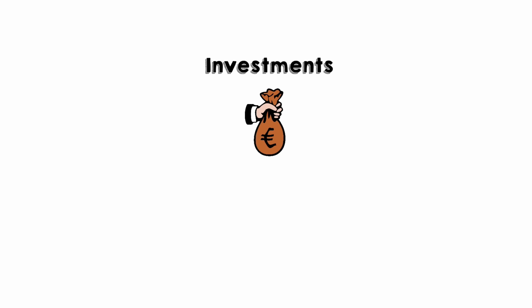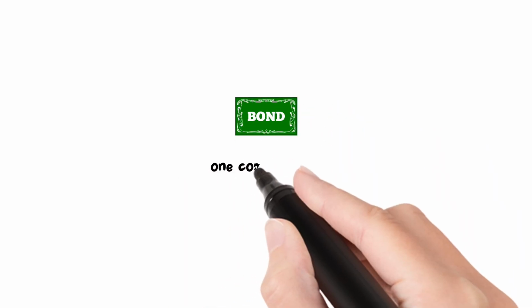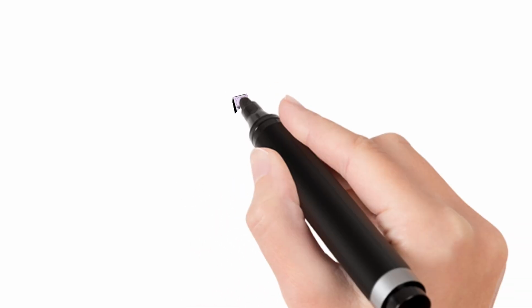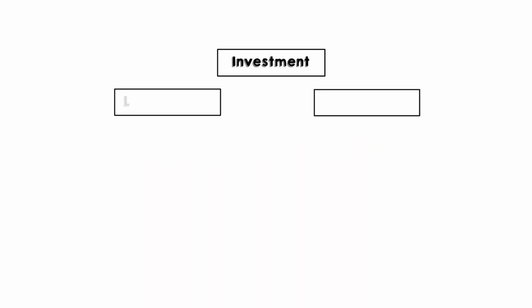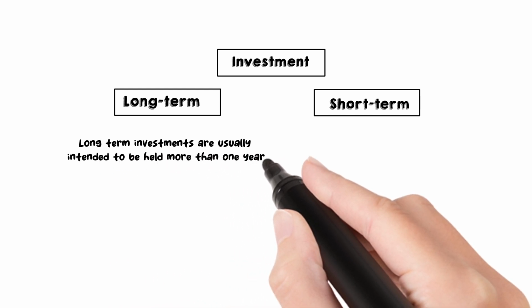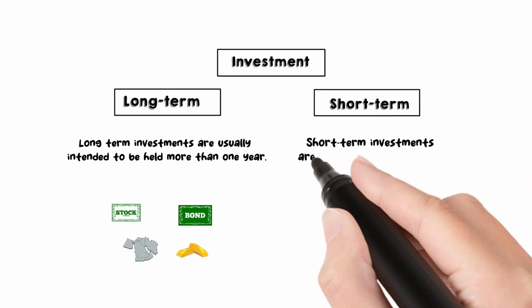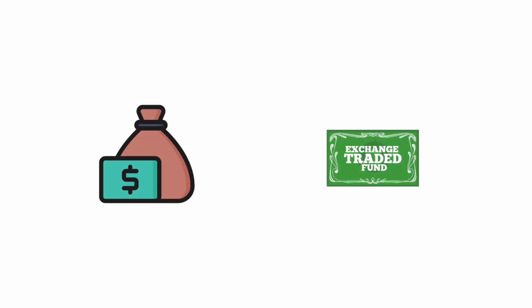Investments. Investments refer to money invested outside normal business. They are usually securities of one company held by another company in order to generate some return. Investments can be classified on the basis of their nature as follows: long-term investment and short-term investment. Long-term investments are usually intended to be held for more than 1 year. Some examples are shares, debentures, land, and gold. Short-term investments are intended to be held for less than 1 year, like liquid funds, money market instruments, etc.